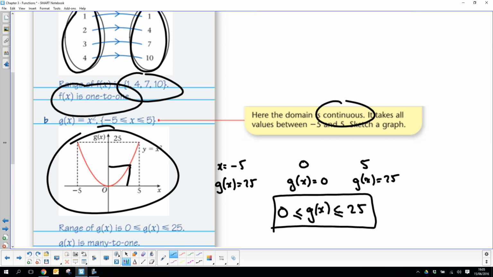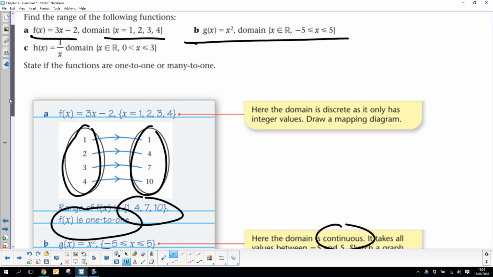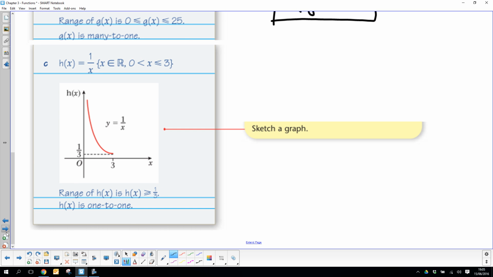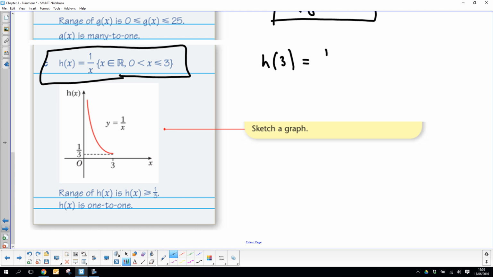Final function is 1 over x, and it's just between 0 and 3. Now, we cannot use 0. It must be bigger than 0, but it must be less than or equal to 3. So if h of x is 1 over x, then h of 3 will be a third. So let's consider that first, and we can see on our graph that that is the lowest value we get out of our function. The highest value we can get out of our function is actually infinitely big, isn't it?